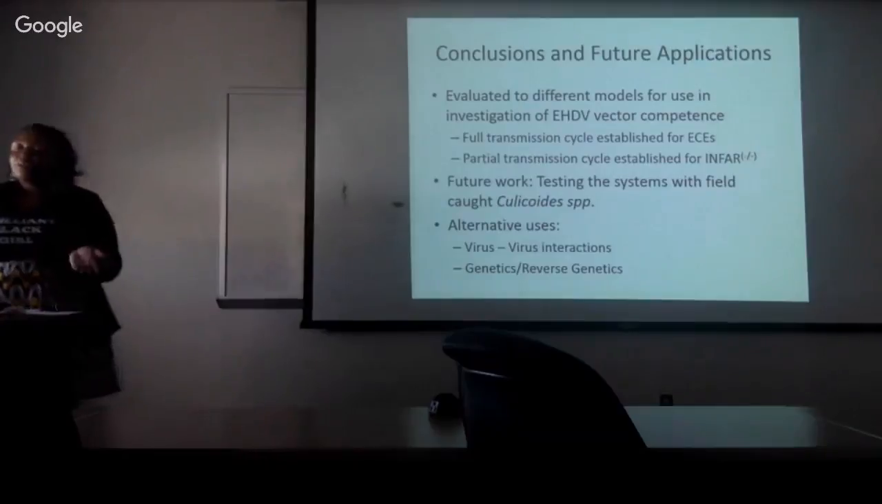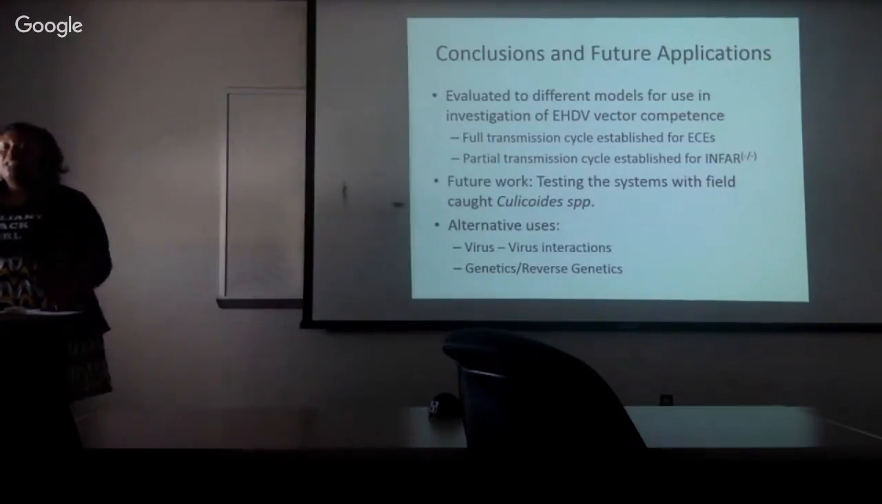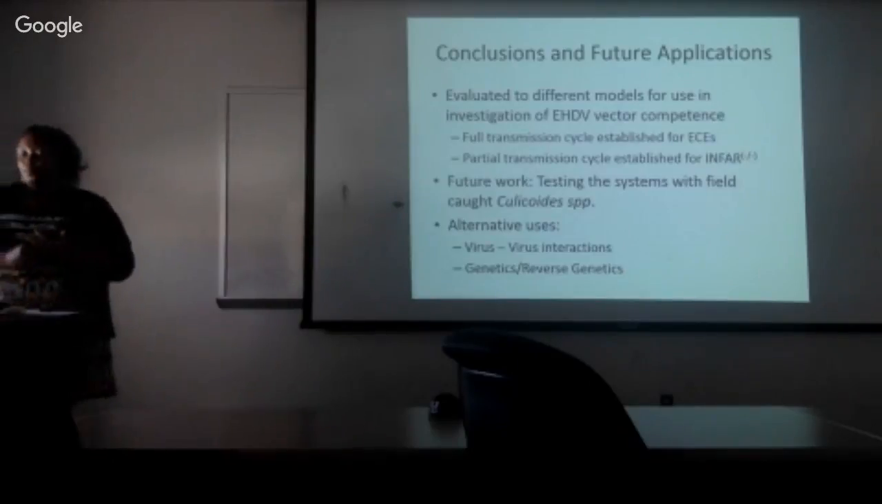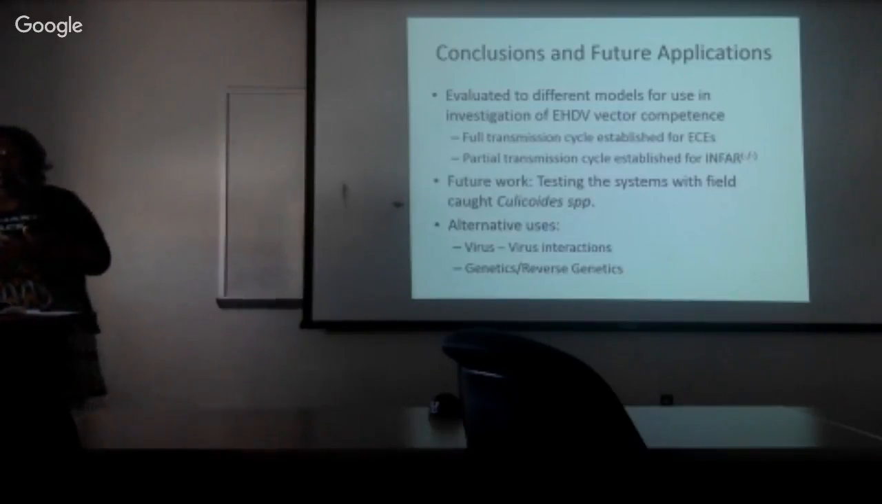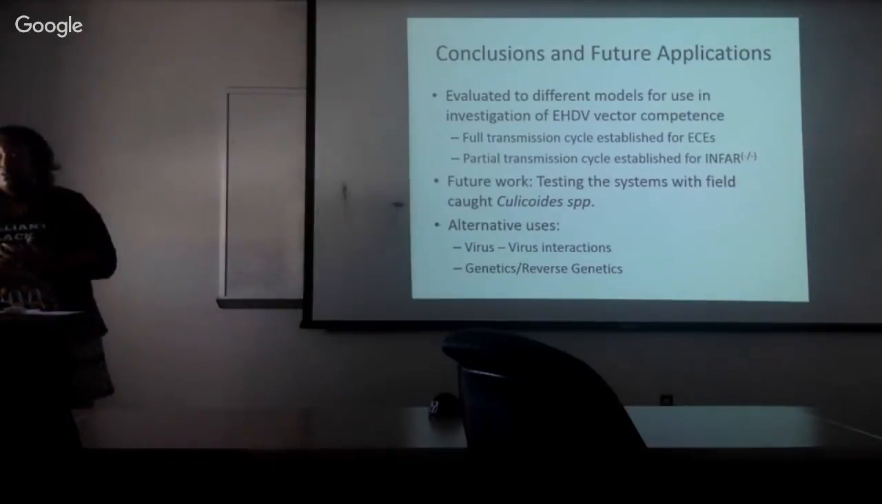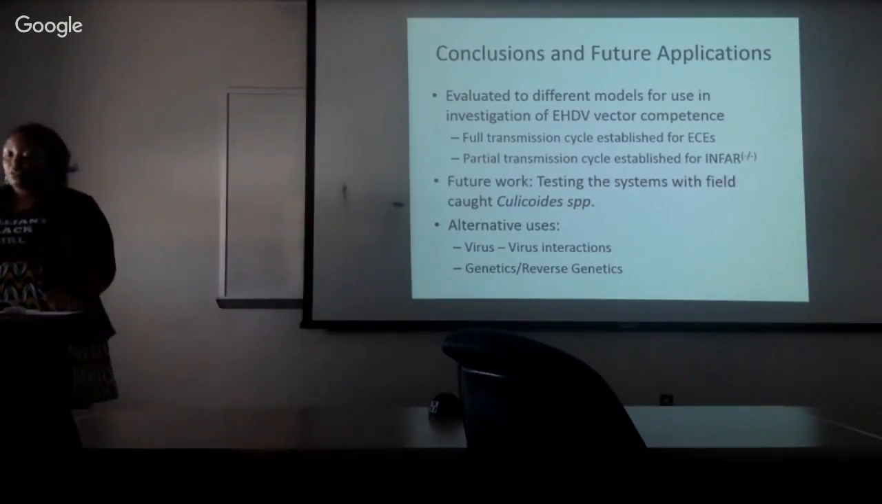Basically, we evaluated different models for use in investigation of EHDV vector competence. We were able to establish full transmission cycles for ECEs and a partial transmission cycle for IFNAR interferon receptor deficient mice. I think future work would be testing these systems with field caught midges. So we used lab-raised midges, Culicoides sonorensis, which is already a confirmed vector. So the next step would be to look at suspected vector species and then test them to see if they can also be infected through these models, and then whether or not they can transmit virus to naive versions within the model.